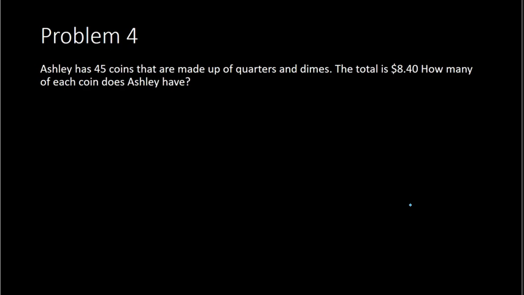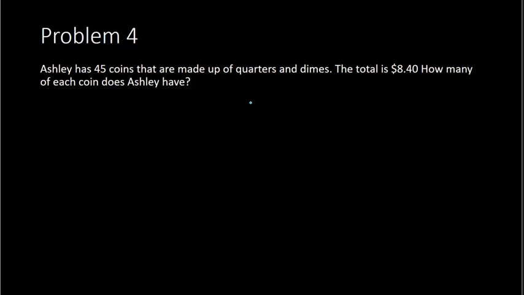Now problem 4 is very, very similar to problem 3, but for this one we add one more level of difficulty. Problem 4 says Ashley has 45 coins that are made up of quarters and dimes. The total is $8.40. How many of each coin does Ashley have?